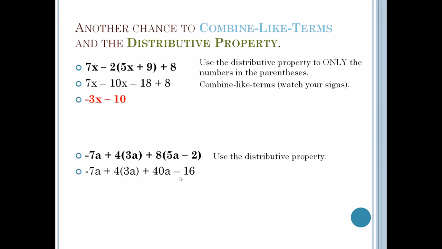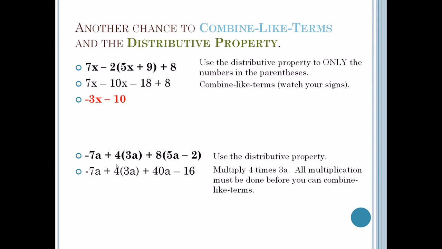Now, we talked about that in order to use combining like terms, there can't be any multiplying going on. So I need to go ahead and multiply 4 times 3a. So it's just 4 times 3, which is 12a. And I just substitute that right underneath it. Now I can combine like terms from left to right. And I've got negative 7a plus 12a. I think that gives me 5a. Plus 40a. Ooh, we're up to 45a.